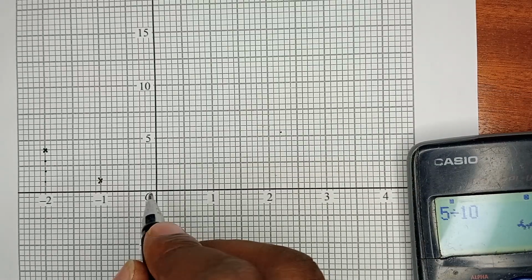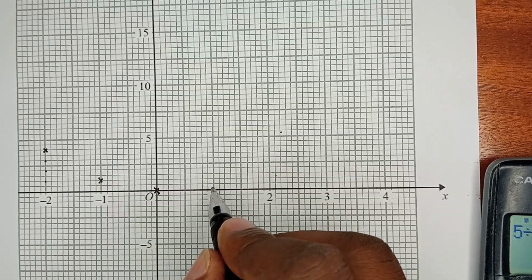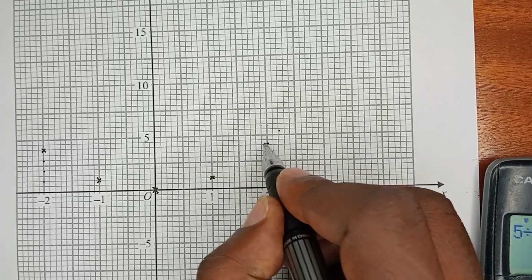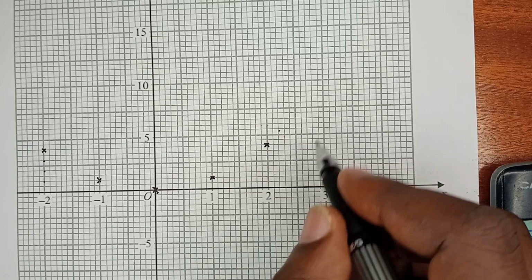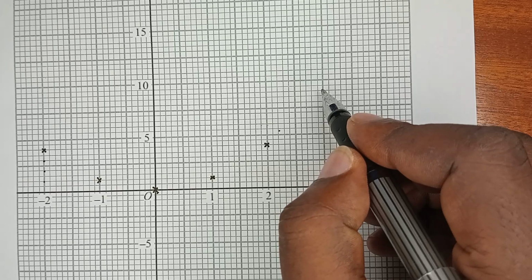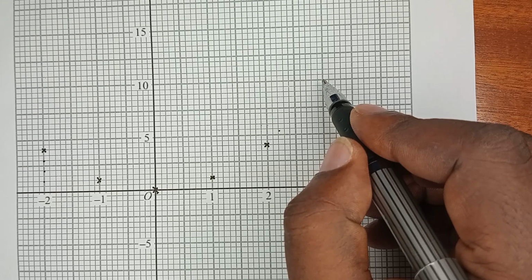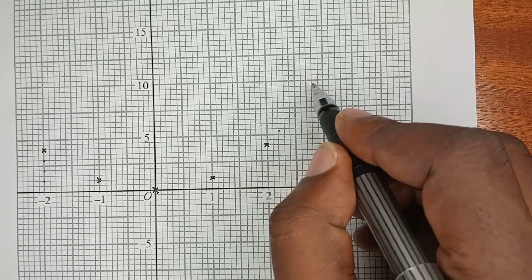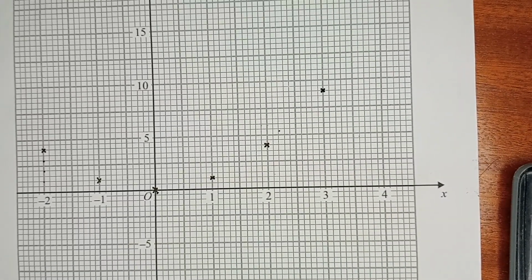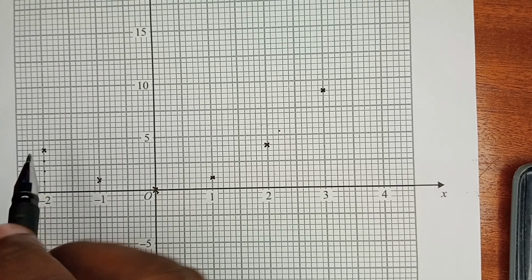When x is 0, y is 0, because 0 squared is 0. When x is 1, 1 squared is 1. When x is 2, again we have 4. When x is 3, 3 squared is 9, just one less than 10. Those are the points we need to plot the graph of y equals x squared smoothly.